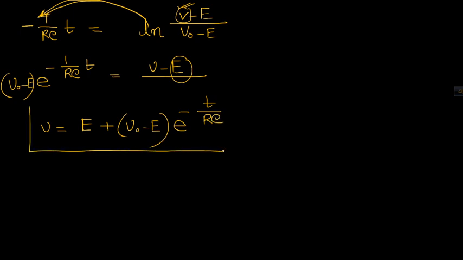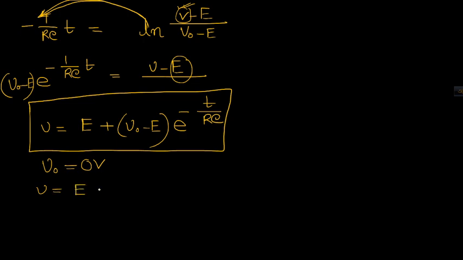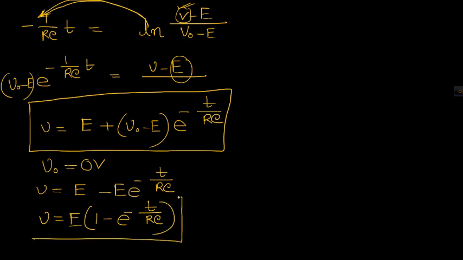So it's our equation, and for simplicity, if we assume that when time was 0, the initial V naught, that is the voltage across the capacitor, was 0, then we will get a simplified equation. Okay, and if we take E common, we get E times (1 minus e to the power minus t by RC). Okay, so this is our equation, and we will now study this equation.